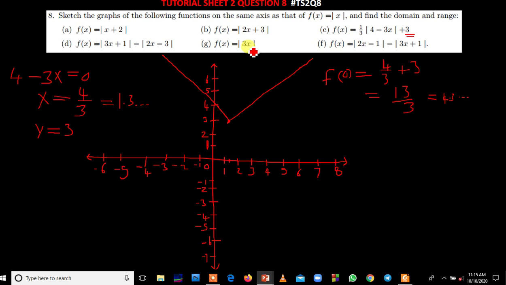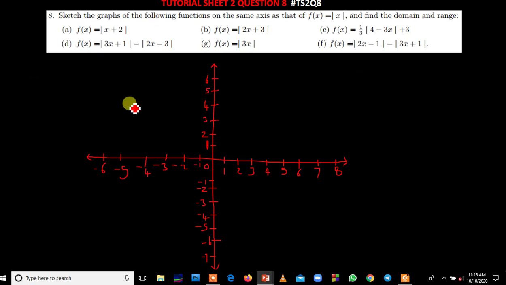So we move on to the next question. Our next question is this one. Let me do this one and then we go back to this one. Let me do this one quickly. Oh, I forgot to find the domain and the range for this one.